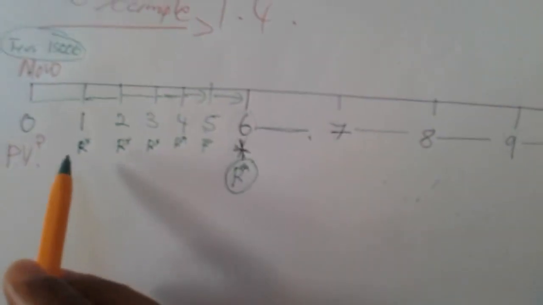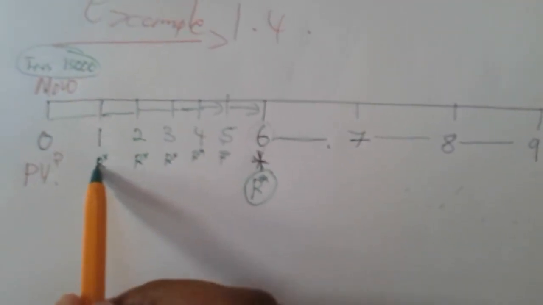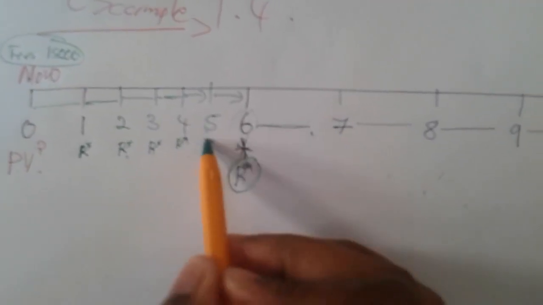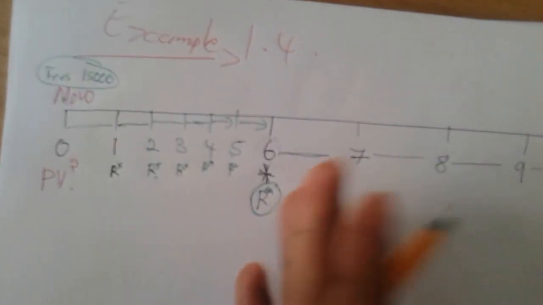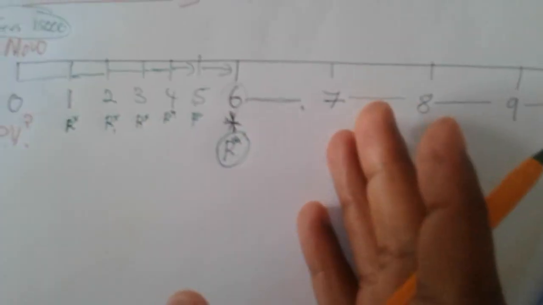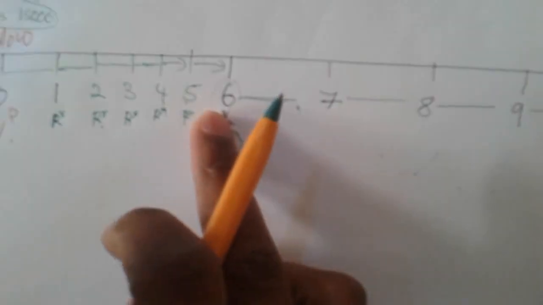So let's see, how many times did the fees increase? 1, 2, 3, 4, 5, and 6. So the fees have increased 6 times before the daughter gets into university. So for now, you must understand this. Okay, let's continue with our question. He can earn 7% per annum compounded.